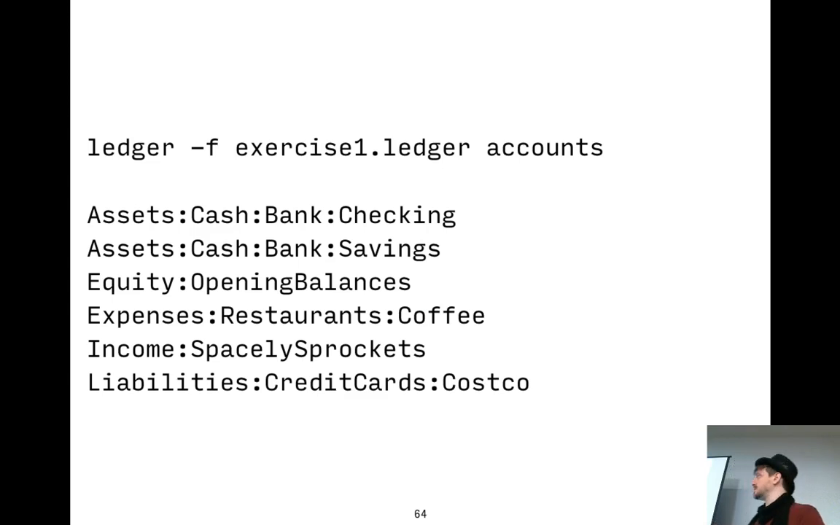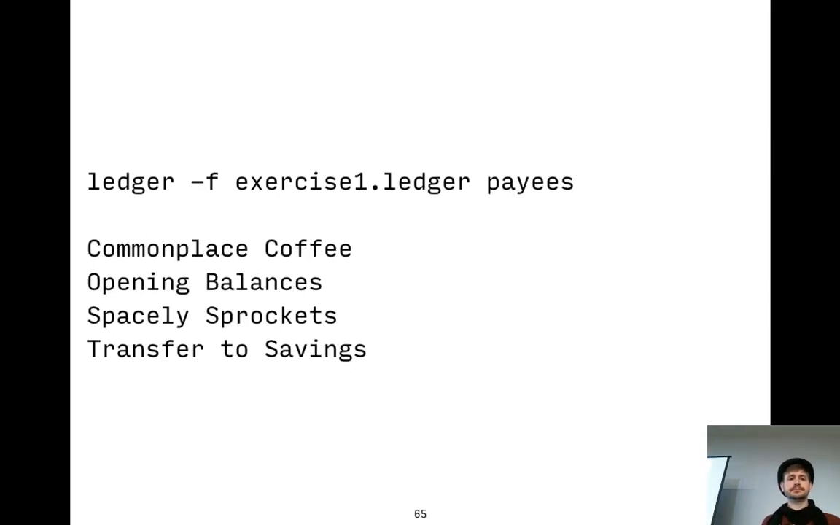We can also see a list of all of the accounts that we have in the system. This is pretty useful for checking for typos if you're not using strict mode, where you have to define all of the accounts before you actually start using them. This also lets you catch things like missed pluralizations. Maybe instead of typing expenses restaurants coffee, you typed expenses restaurant coffee. This is useful for that.